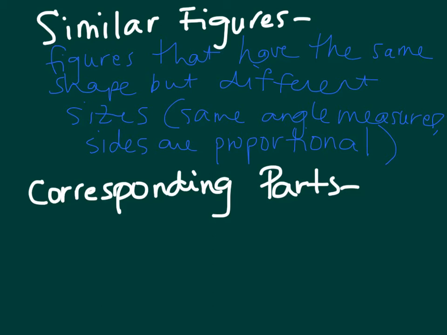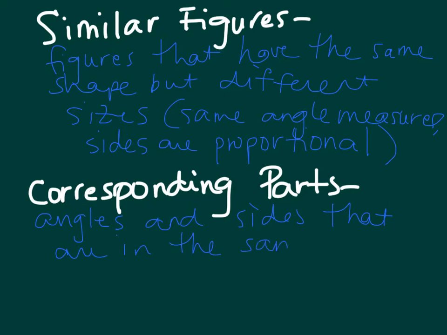Now, their corresponding parts are the angles and sides that are in the same position. So usually if we turn them and get them to look the same, just like one was enlarged, the ones that are in the same position are called the corresponding parts.